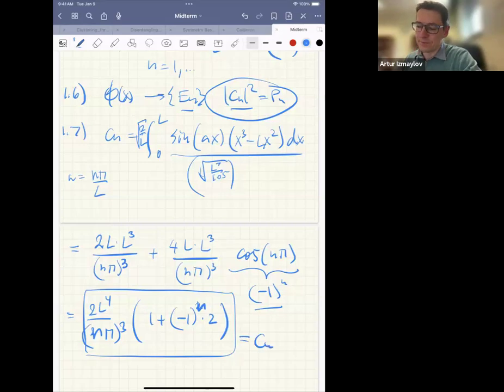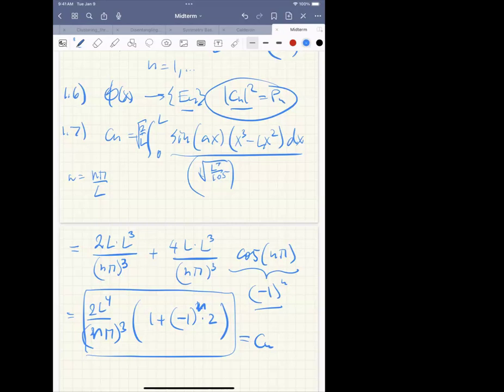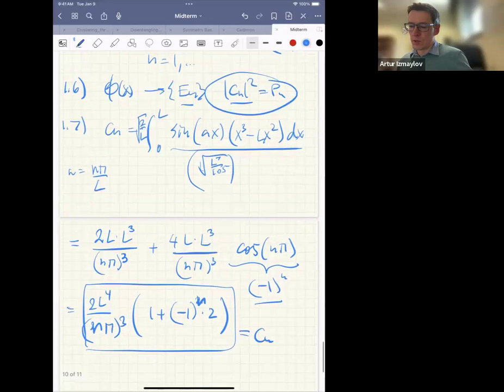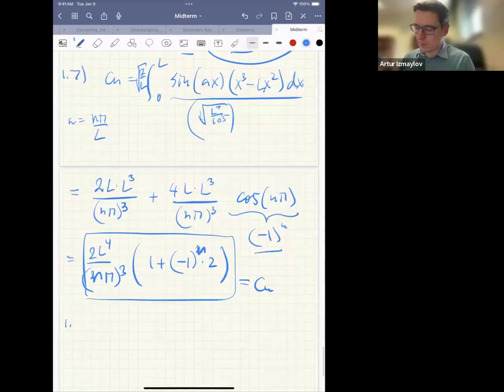Any questions here? Nope. All right, good. So now 1.8. The question 1.8: will these probabilities change with time?